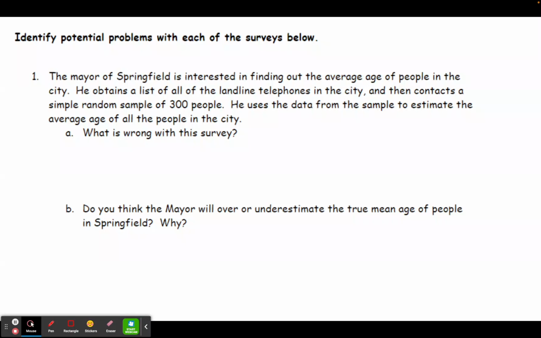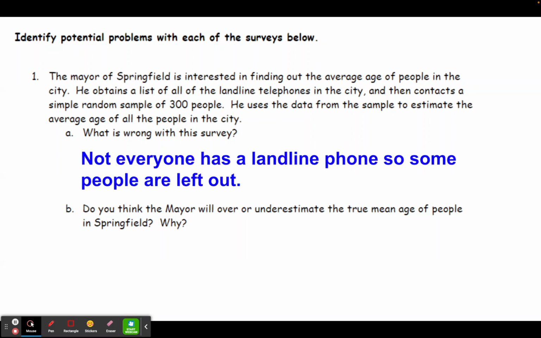Example number 1 says the mayor of Springfield is interested in finding out the average age of people in the city. He obtains a list of all the landline telephones in the city and then contacts a simple random sample of 300 people. He uses the data from the sample to estimate the average age of all the people in the city. Now, one thing you might have noticed right away that could go wrong with this survey is that not everyone has a landline phone. So there are some people in the city that can't even be contacted to be part of the survey.